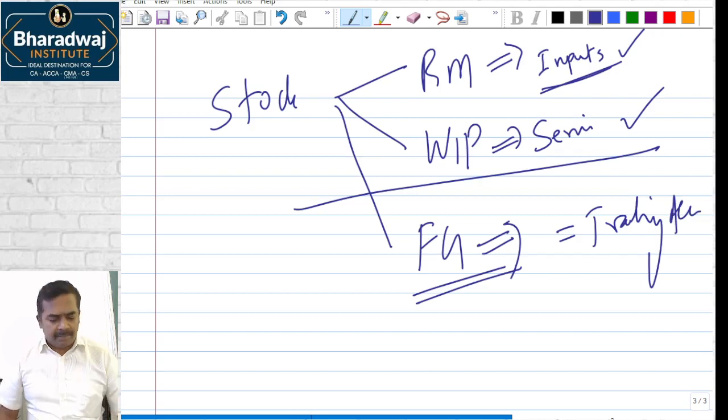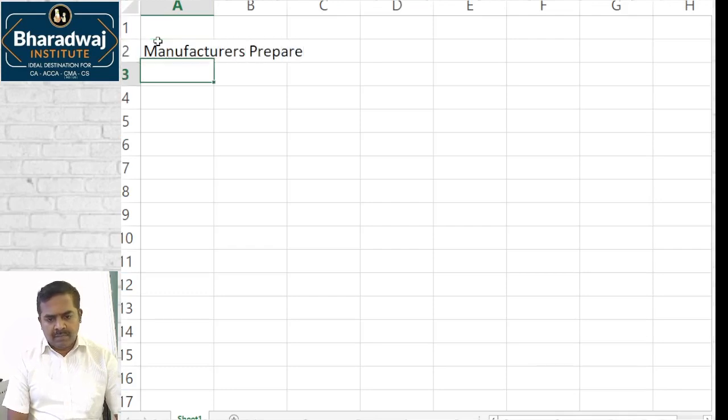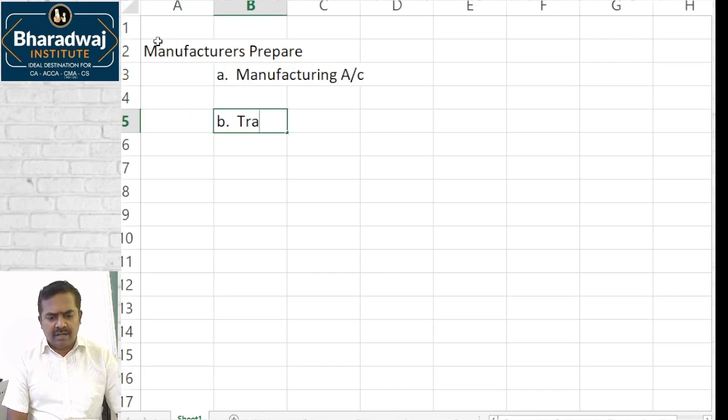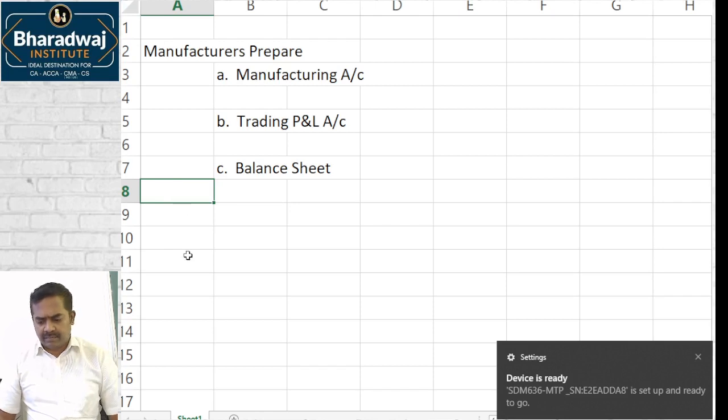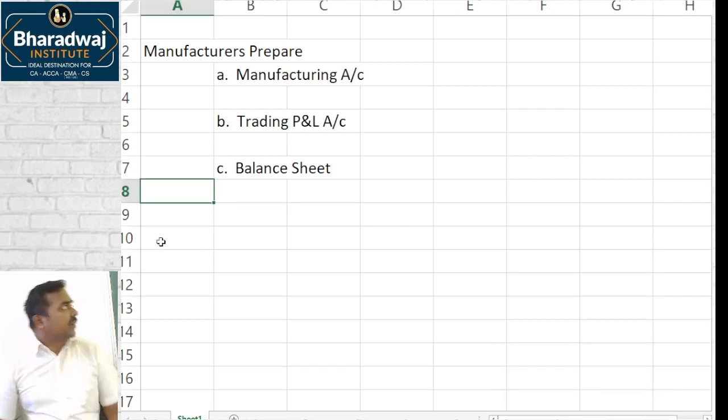Manufacturers prepare, number one, manufacturing account, then trading profit and loss account, then balance sheet. Manufacturing account, trading P&L account, and a balance sheet.